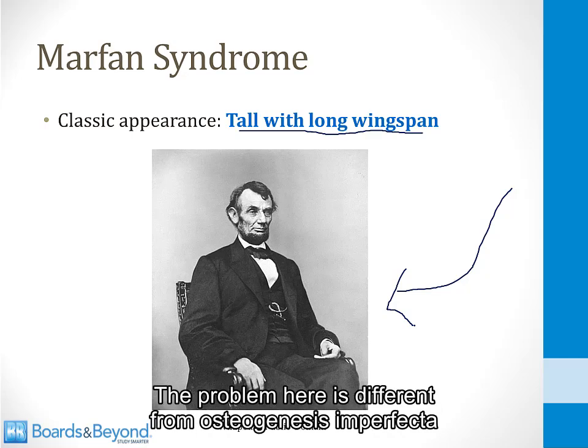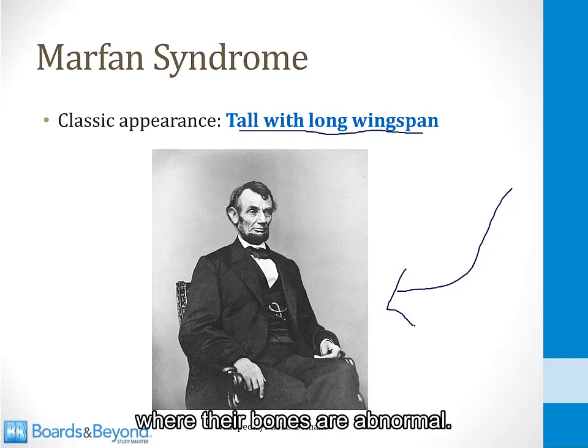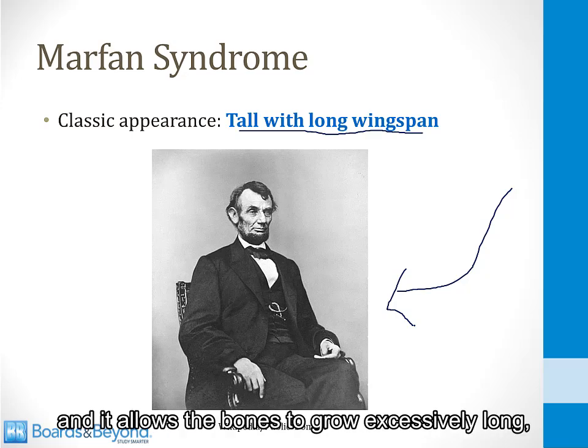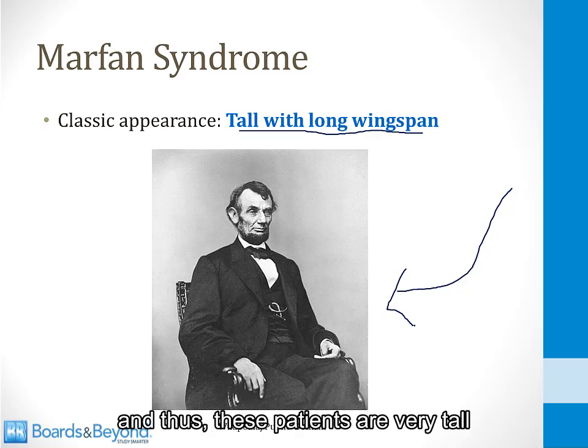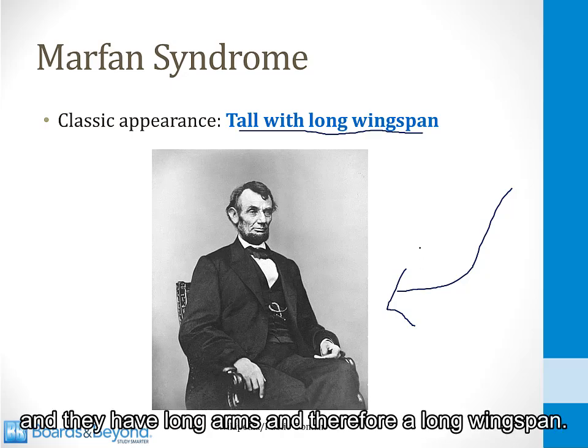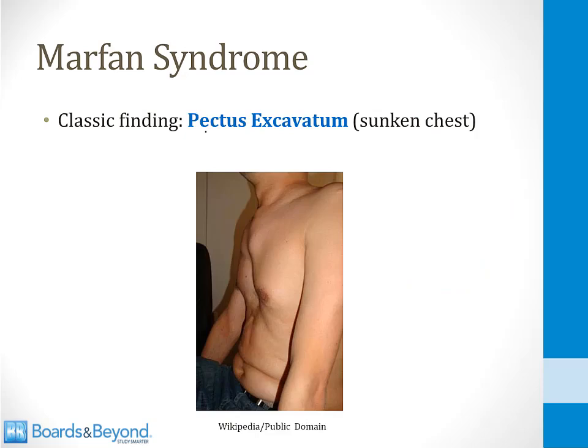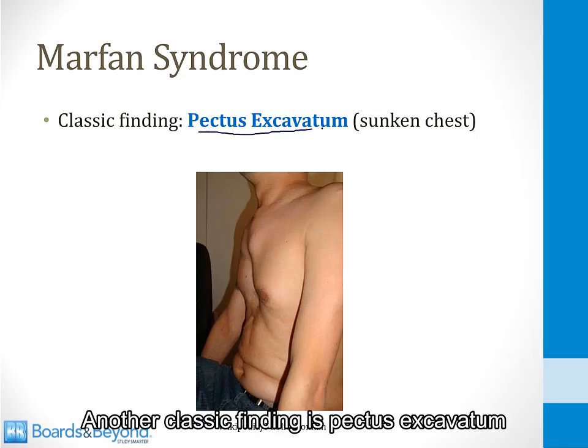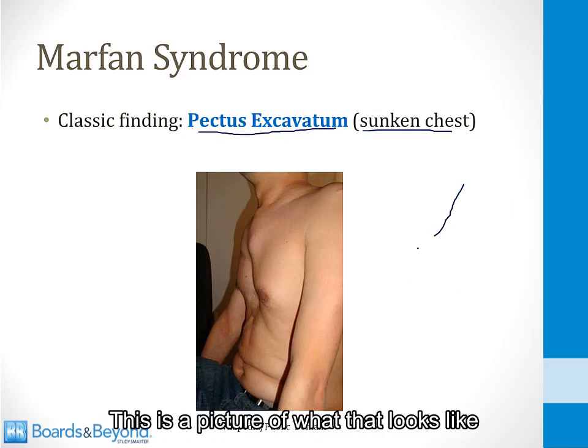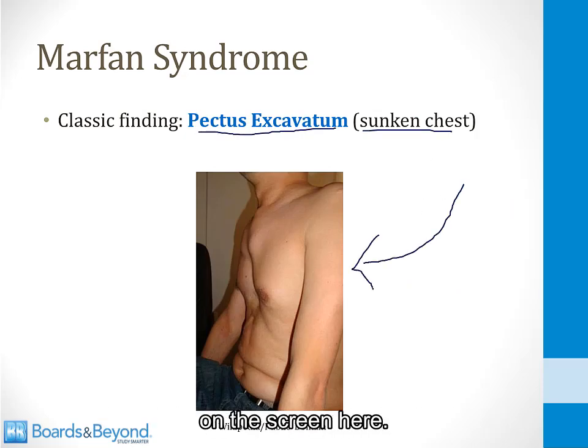The problem here is different from osteogenesis imperfecta, where the bones are abnormal. The issue in Marfan syndrome is that the connective tissue is abnormal, and it allows the bones to grow excessively long, and thus these patients are very tall and they have long arms and therefore a long wingspan. Another classic finding is pectus excavatum, or a sunken chest. This is a picture of what that looks like on the screen here.